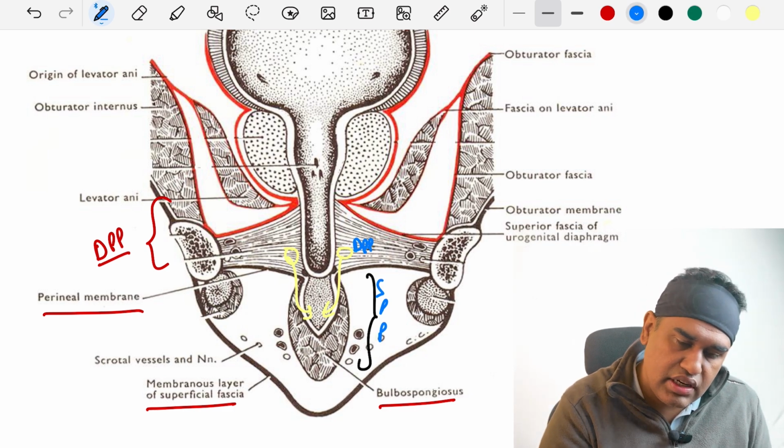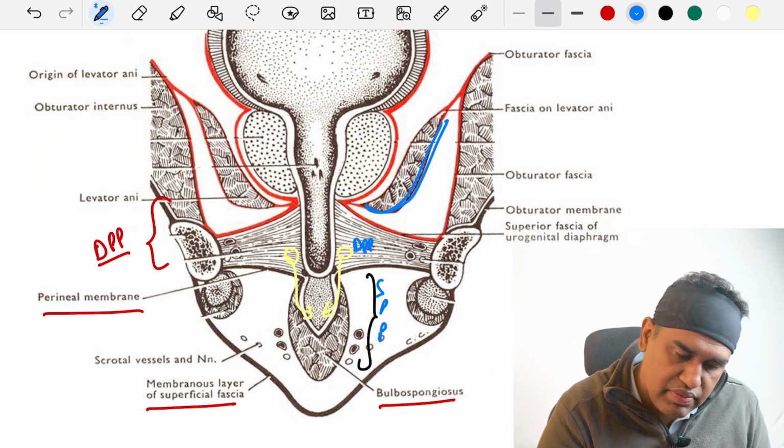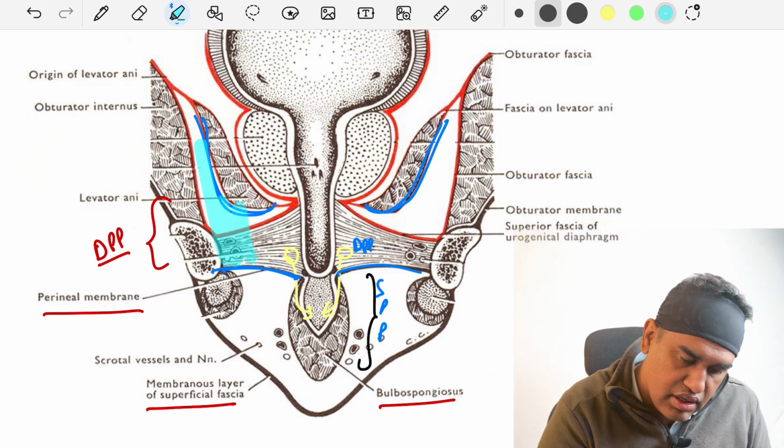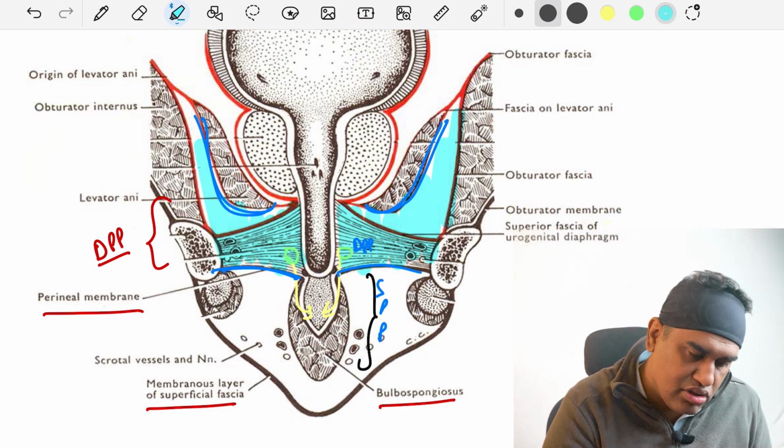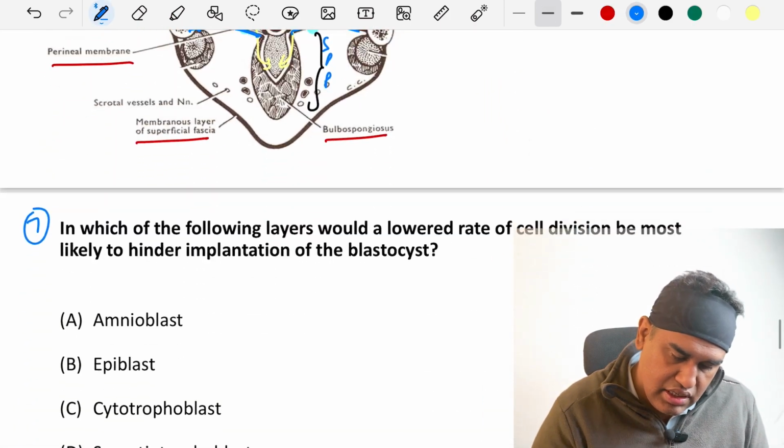Okay, this you can understand. This is the inferior fascia of the pelvic diaphragm. This is the perineal membrane. So where is the abscess? If I draw it again, this is the location of the abscess. So which organ is involved? The bulbourethral gland is involved. I hope you got the point. Let's move on to the seventh one.